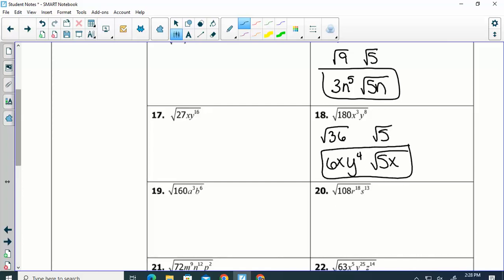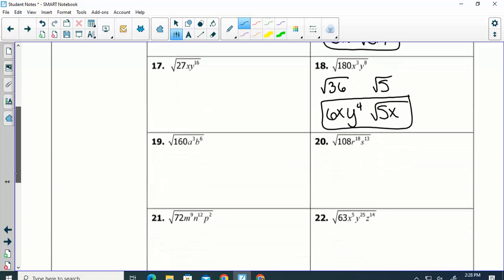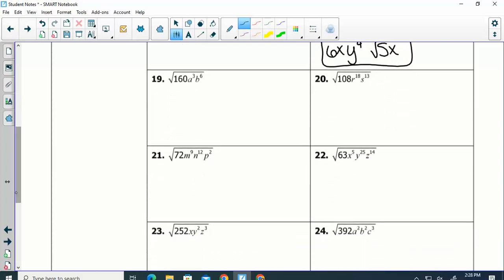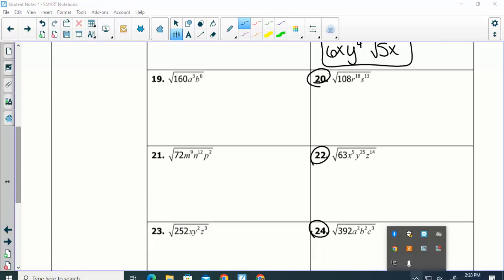Alright, why don't you guys take a couple minutes and see if you can do the next. Just take a few minutes and work, see how many you can get done. See if you can try this.